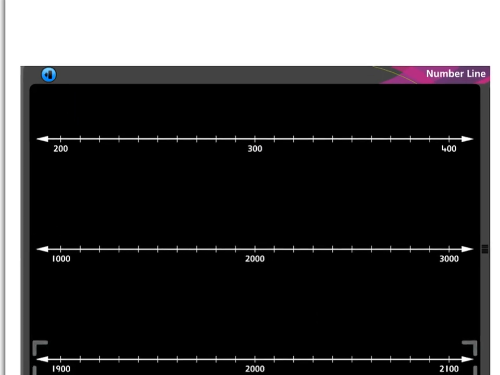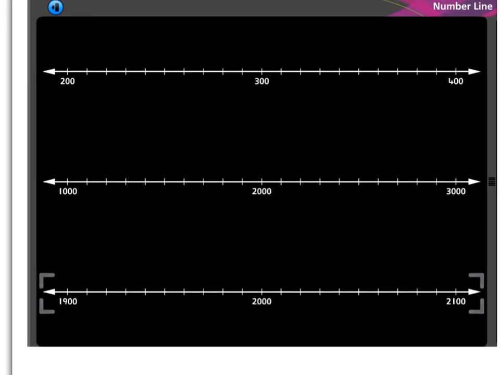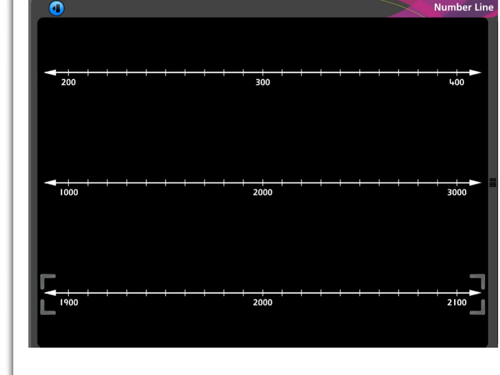Now we'll have a look at another number line. This number line starts at 1,900. Then we have another number on here which says 2,000 and another number on here that says 2,100. So what are the marks in between each of those numbers going to be worth? Well, it looks just like the number line above, so I'm thinking that they're going to be counting in tens, but in hundreds or tens or ones. Let's have a look.